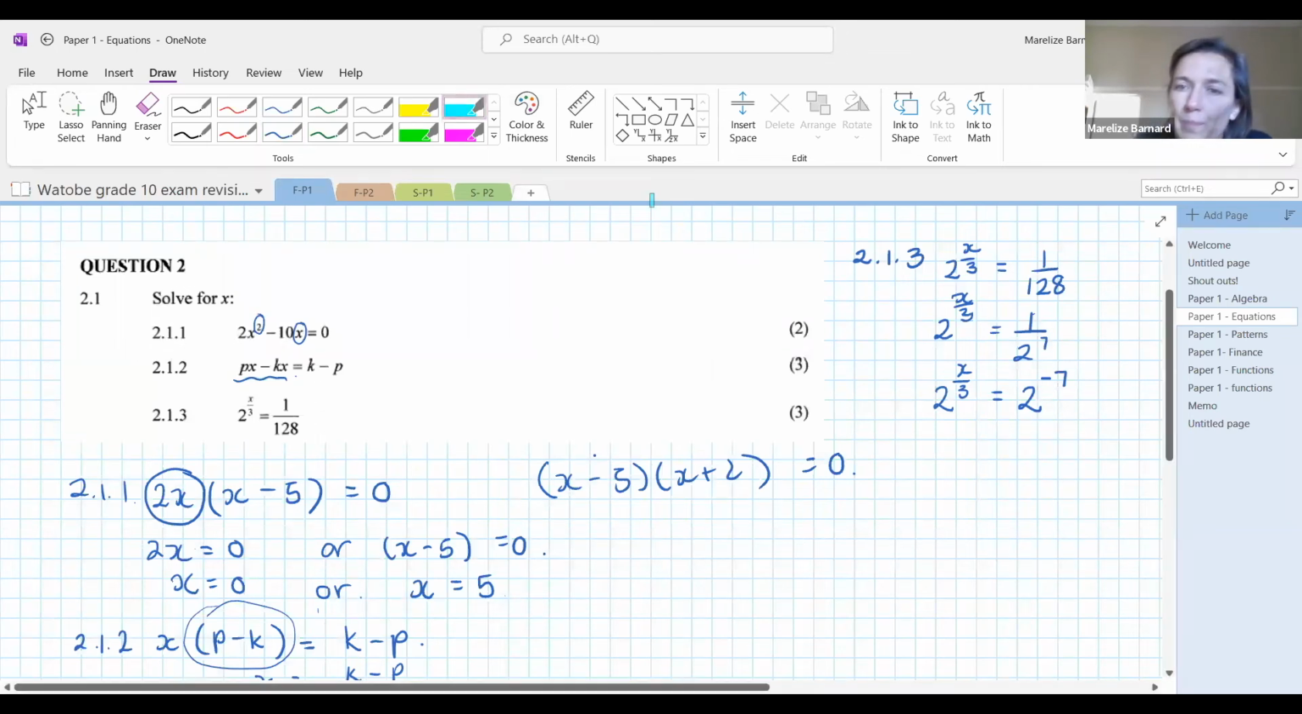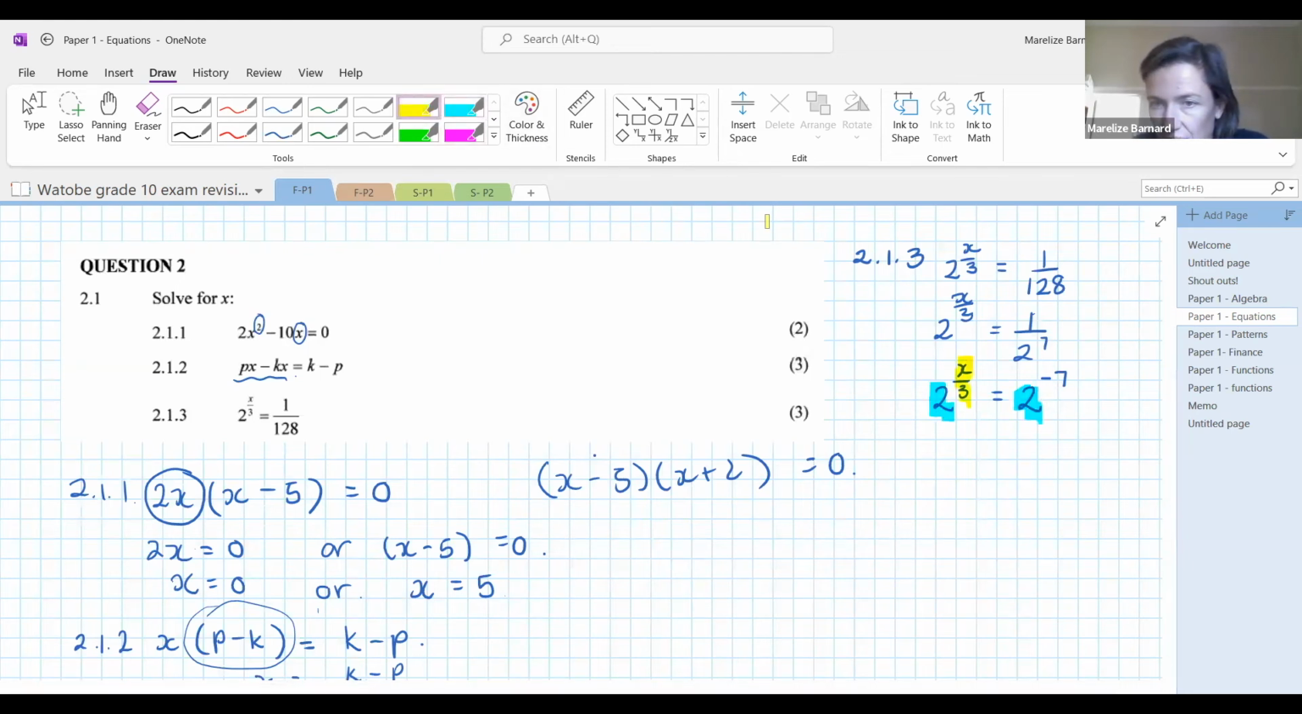And now that we've got bases that are the same, we can make the exponents the same. So x over 3 is the same as negative 7. So x divided by 3 is the same as negative 7. And if x over 3 is negative 7, to get rid of that 3, we times by 3 right through. So if I times negative 7 by 3, I get negative 21. Okay.